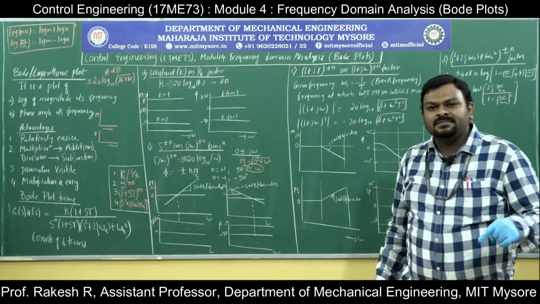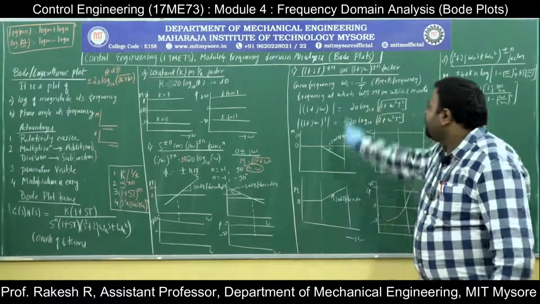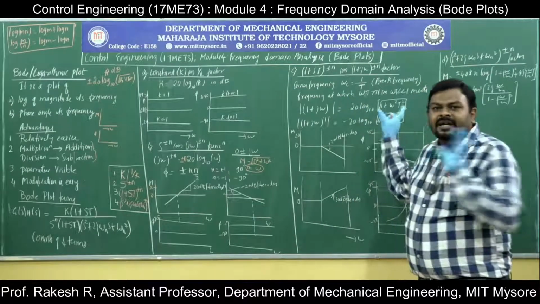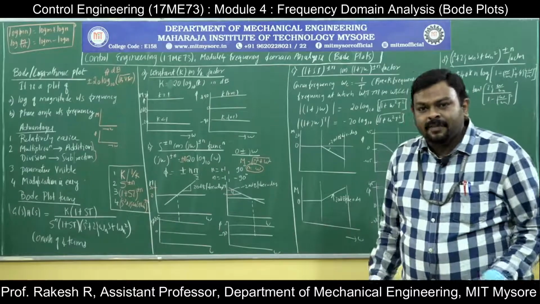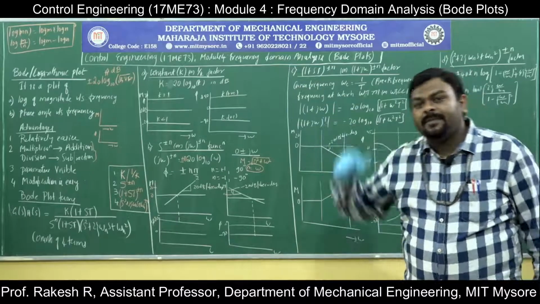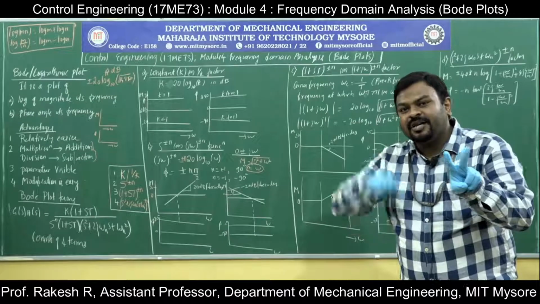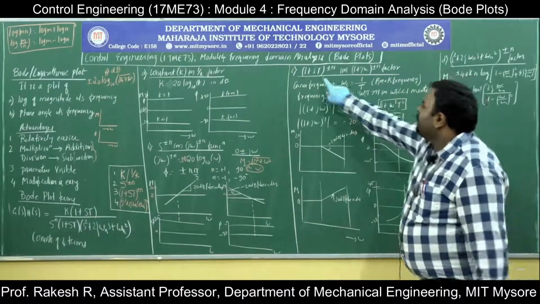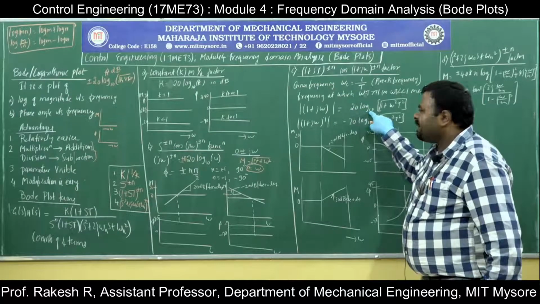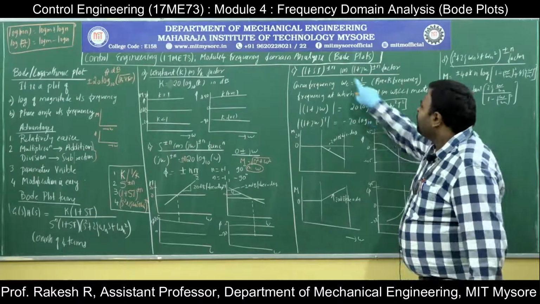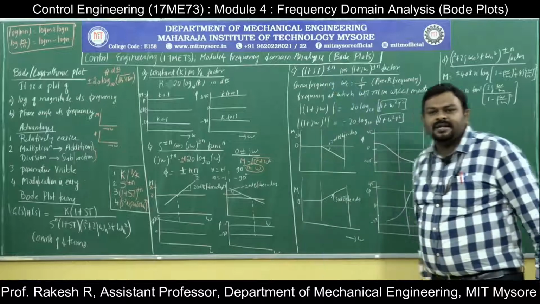If the value of s power is 1, then it will be 20 log 10 of magnitude. Suppose (1 plus st) whole square, what is the power of s? 2. So 2 into 20 log 10. First we will locate the power of s here, it will be 1, so 20 log 10 omega, then we will multiply by the index, plus or minus n.